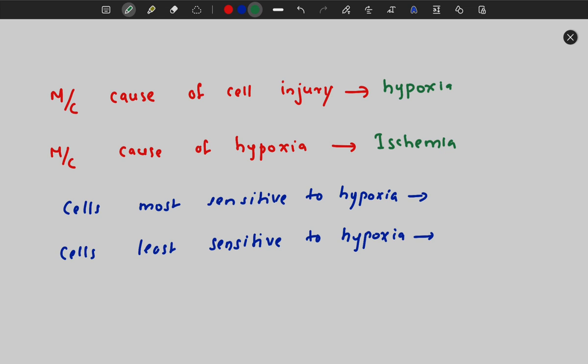Which are the cells that are most sensitive to hypoxia? They are neurons. They are very sensitive to hypoxia and can't survive without oxygen. And which are the cells that are least sensitive to hypoxia? They are the fibroblasts, and even the skeletal muscles. The skeletal muscles are least sensitive to hypoxia.